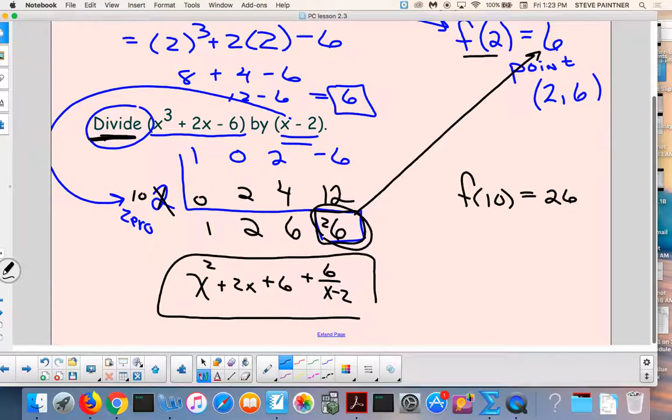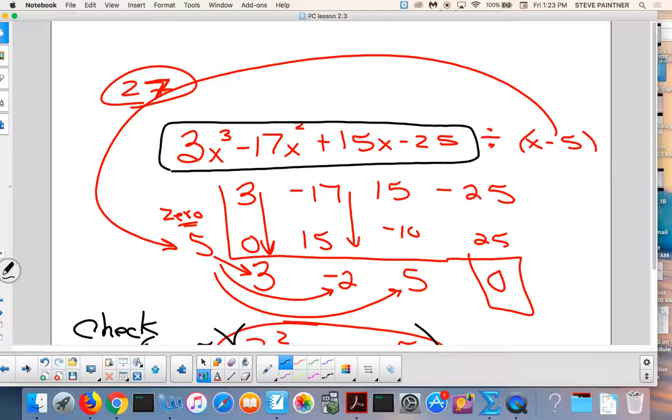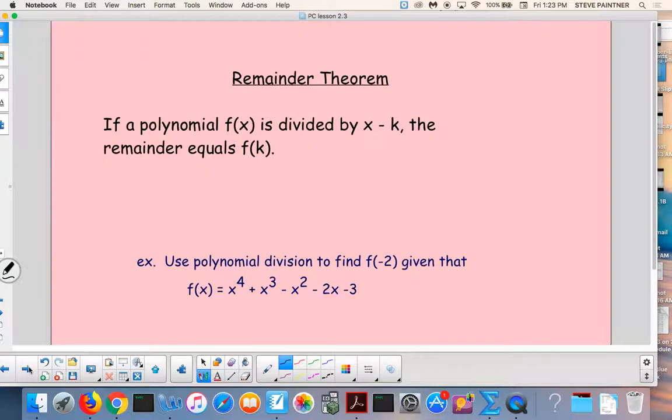Do you think that's the answer to this? No. F of 2, 2 goes in, what comes out? 6. The answer is what? What's this called? The remainder's the answer, okay? Does that make sense? Okay, that's that easy. Okay, next slide. Oh, the remainder theorem. I was just talking about the remainder. If a polynomial f of x is divided by x minus k, isn't that what we just did?